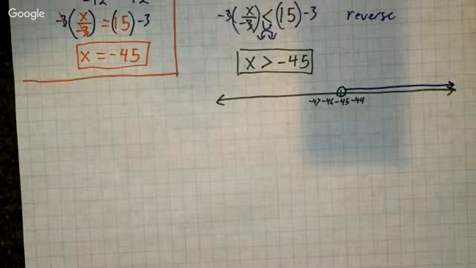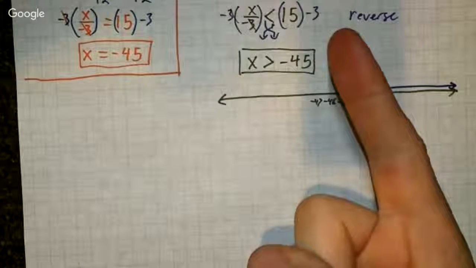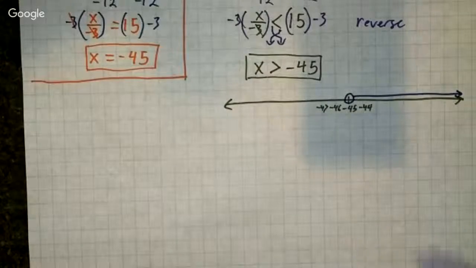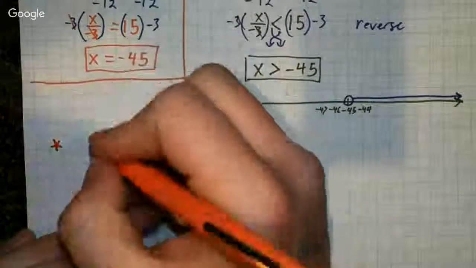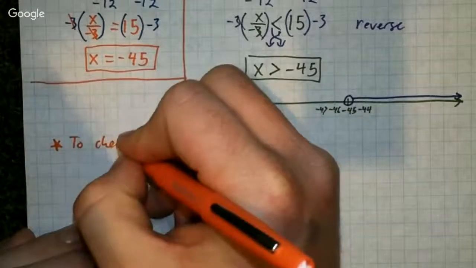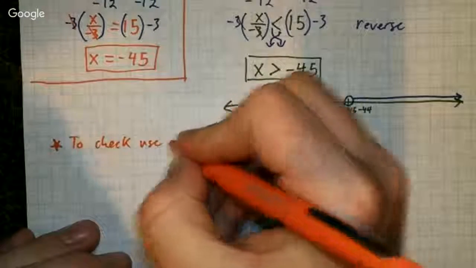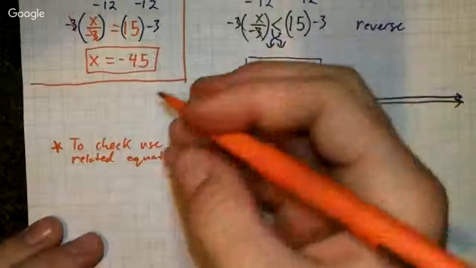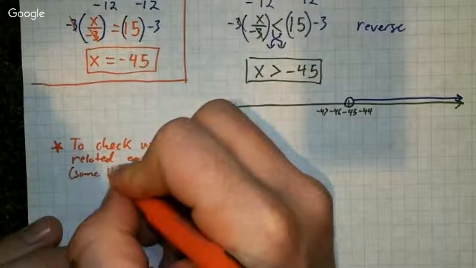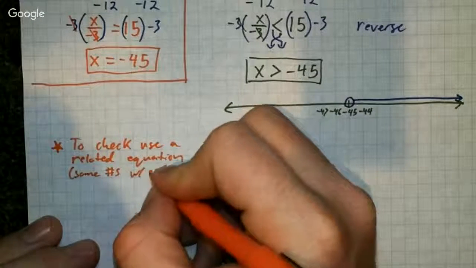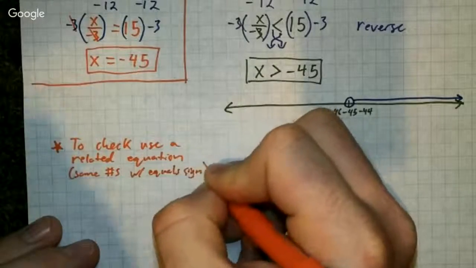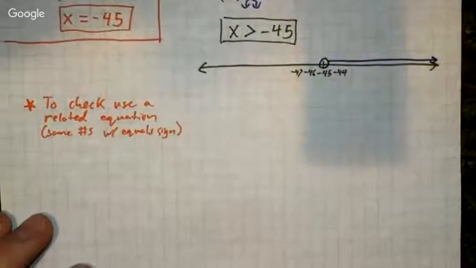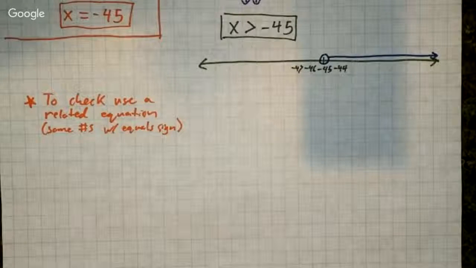Now, there's a few things we want to check. We need to check to make sure it is correct, and we need to check to make sure it is the correct direction. Two things. So the first thing we're going to do is check it, use a related equation. And what that means is you're going to use the same numbers with an equal sign. Like we did up here. This is a related equation. It's the same numbers with an equal sign. So we check to make sure that we are correct.